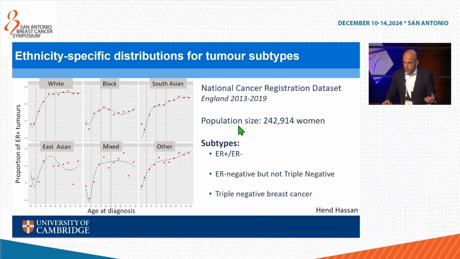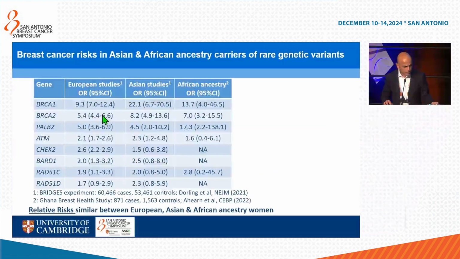As I mentioned earlier, the models also include information on the distributions of different tumor subtypes. So we use data here from the National Cancer Registration dataset in England to obtain the age-specific distributions of the tumor subtypes in the different ethnic groups. And this is an example in the case of the proportion of estrogen receptor-positive tumors across the different groups, where, as you see, the majority of white women tend to develop estrogen receptor-positive breast cancer, whereas this proportion is much lower among Black women. Something that is of course known, but is now explicitly modeled in BOADICEA and CanRisk.